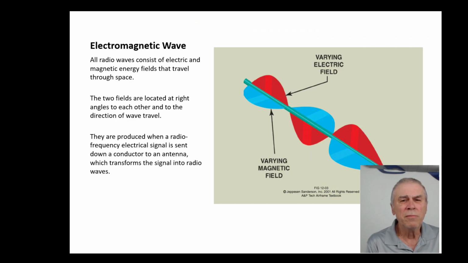I mentioned what a radio wave might look like. It's a wave that has an up and down pattern. Maybe not exactly a pure sine wave. Pretty darn close to it. All radio waves consist of electric and magnetic energy fields that travel through the space. Two fields are located at right angles to each other and to the direction of wave travel. They are produced when a radio frequency electrical signal is sent down a conductor to an antenna, which transforms the signal into radio waves.